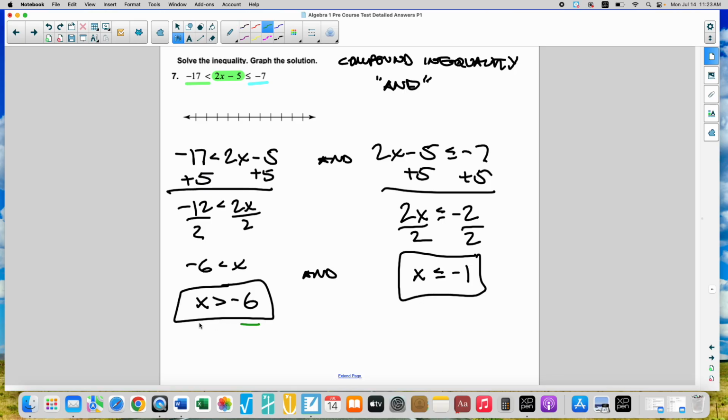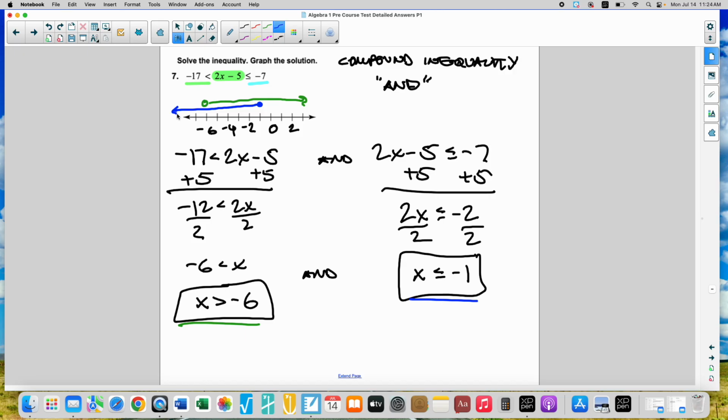So if I graph this part of it, x is greater than, well, let's do the numbers. Let's do negative 6, negative 4, negative 2, 0, 2. So if I do the green statement, x is greater than, open circle, greater than. And if I do this statement in blue, x is less than or equal to negative 1, that looks like that.